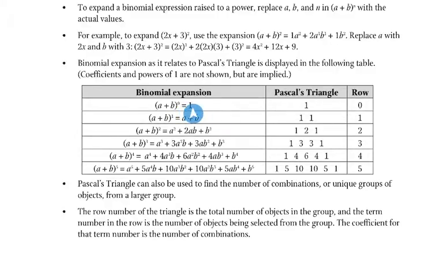So anything to the 0, remember, is 1, which is the 0 row. Anything to the first is just a plus b, 1 and 1, right? 1a plus 1b, they're just to the first. Okay, then this one's the one we've dealt with, but now look at 3. See how a starts with 3, then 2, then 1, then 0, so it disappears. B starts with 0, so it disappears, then 1, then 2, then 3. If we looked at Pascal's triangle, its coefficients 1, 3, 3, 1. Coefficient of 1, of 3, and 1. Okay, so we'll take a look at how these work.